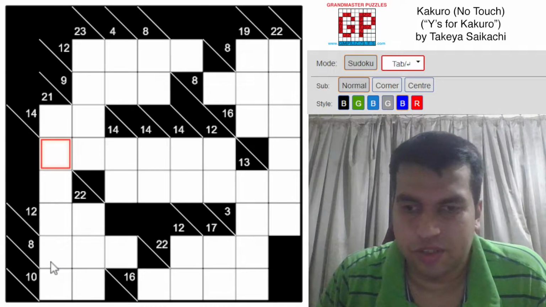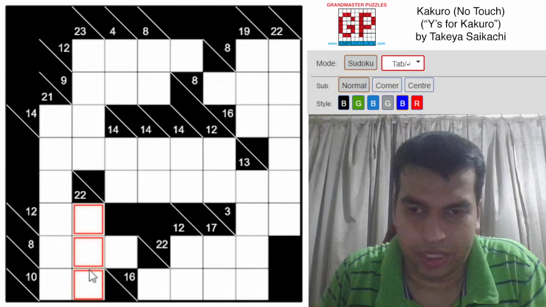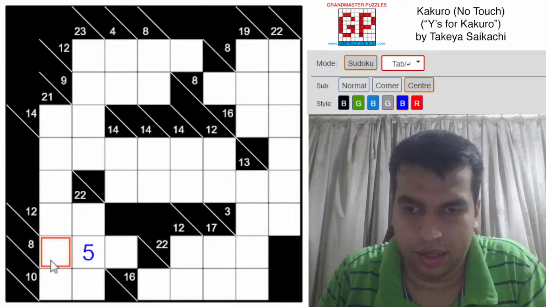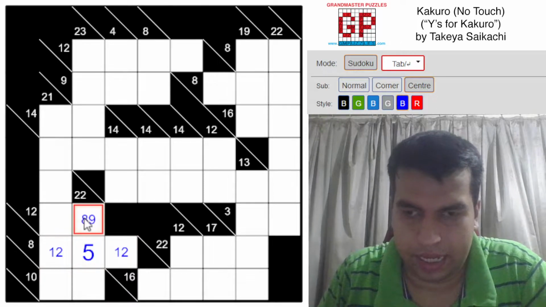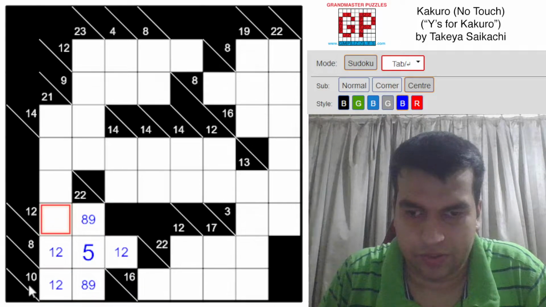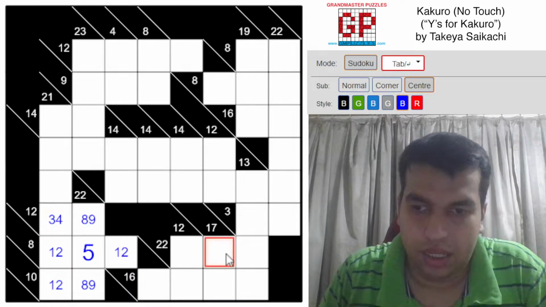So there are a bunch of places you can start off with, but let's look at one of the basic patterns. When a 22 intersects with an 8, you always have a 5 in between, and then 1, 2 on either side, and 8, 9 on either side. That gives us a 1, 2 here as well because of the 10 sum. And the 12 means this is a 3 or a 4.